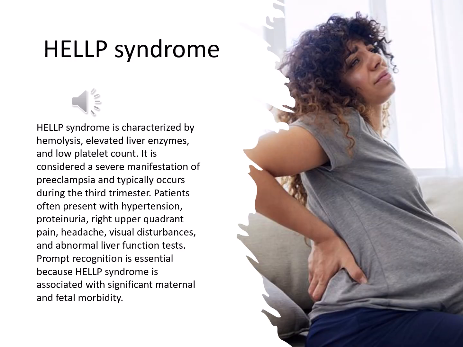Differential diagnosis: HELLP syndrome. HELLP syndrome is characterized by hemolysis, elevated liver enzymes, and low platelet count. It is considered a severe manifestation of preeclampsia and typically occurs during the third trimester. Patients often present with hypertension, proteinuria, right upper quadrant pain, headache, visual disturbances, and abnormal liver tests. Prompt recognition is essential because HELLP syndrome is associated with significant maternal and fetal morbidity.